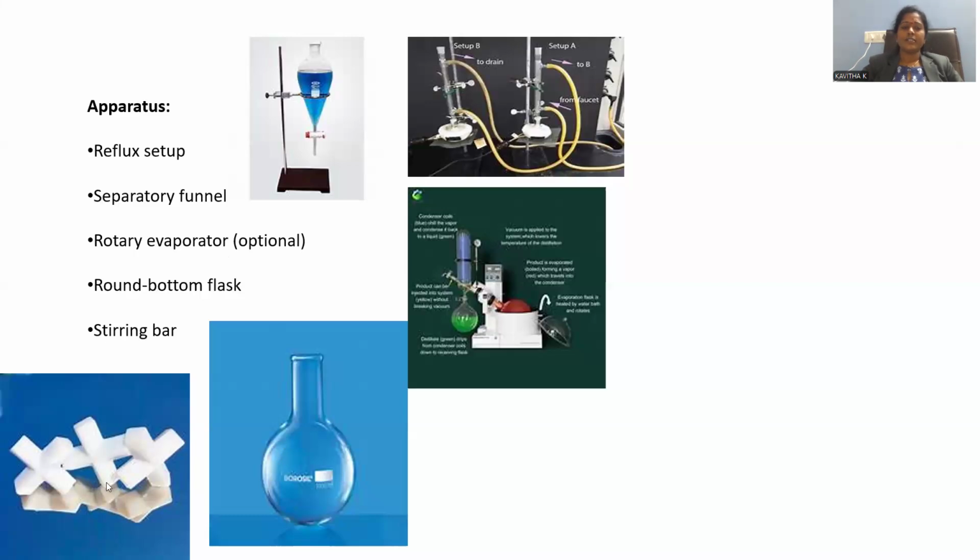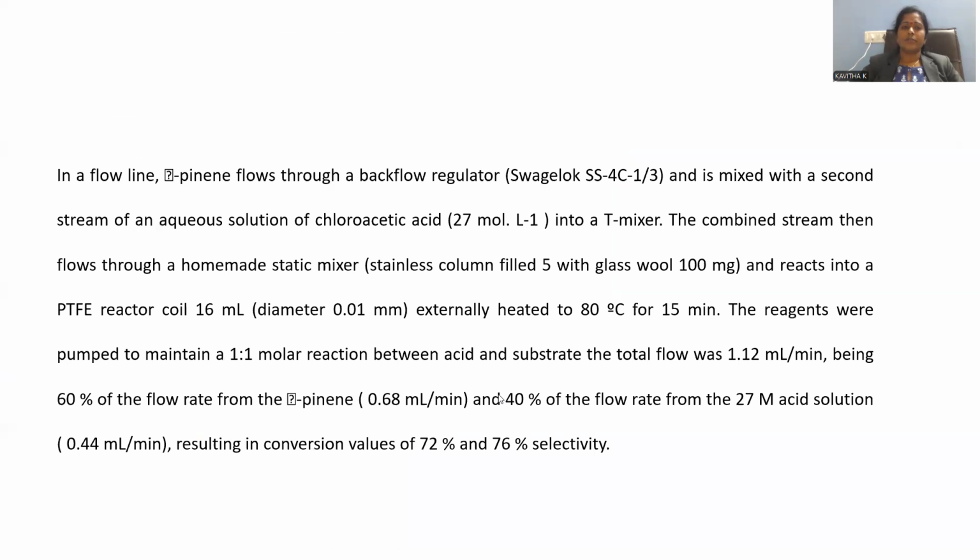And a stirring bar is required. This stirring bar is required because we need to continuously mix the reactants in a uniform manner. For that purpose, these stirring rods are very essential. All these are the equipment required for the manufacturing of alpha terpineol in the lab grade process.